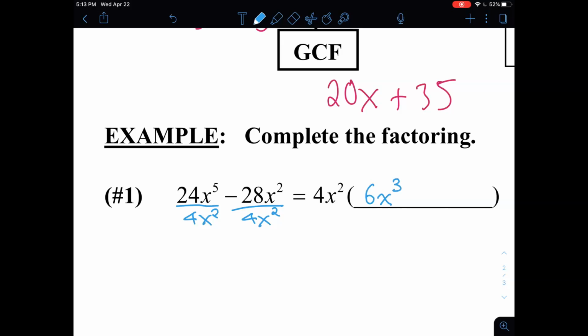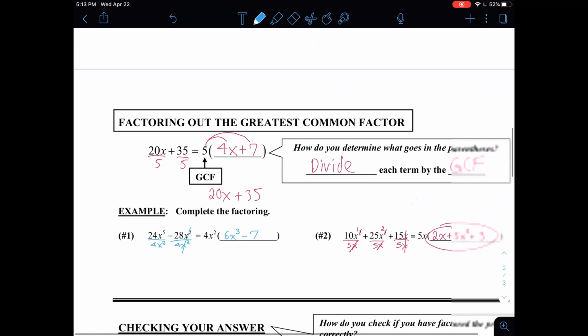And then we have negative 28x squared over 4x squared. What's negative 28 divided by 4? It's negative 7. And then what's x squared divided by x squared? Those are going to cancel. It goes to 0. Okay, and there's our answer.